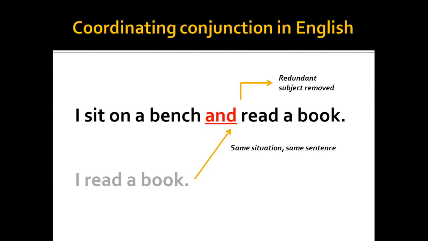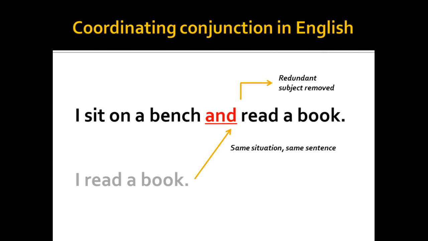Now, what I can do in this sentence here is, since I am the subject of both sentences, I sit on a bench and I read a book, when I bring the sentences together and join them by means of a coordinating conjunction, I can drop out the subject in the second sentence because it's redundant. It's understood from the sentence before. So I sit on a bench and read a book.